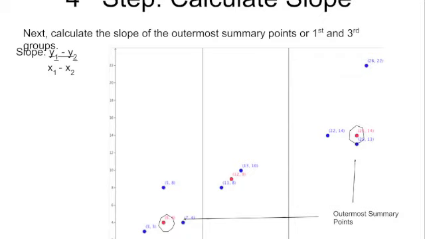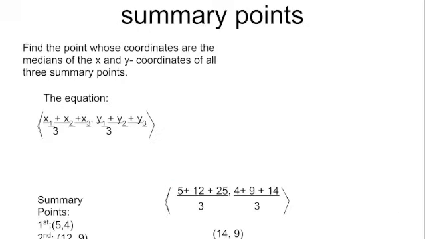So next you calculate the slope, and as you can see, it goes over 20 and up 10, which would give you a slope of 1/2. And so for here, the equation is x1 plus x2 plus x3, as you can see.